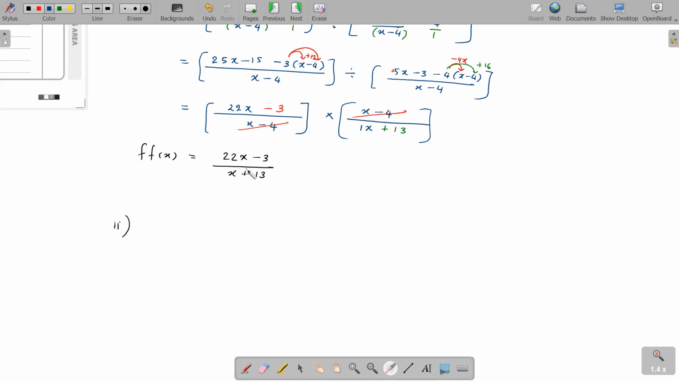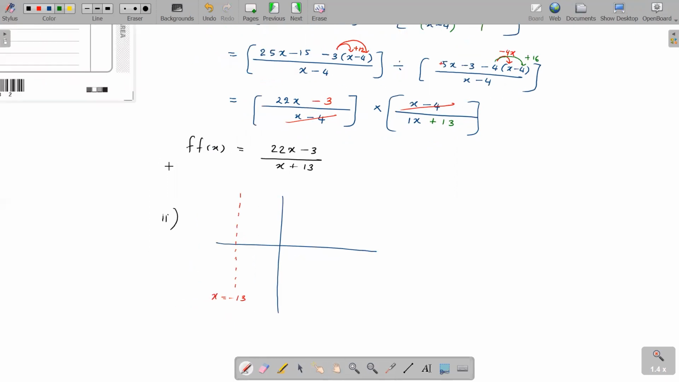When the denominator becomes 0, that gives you one asymptote. So what is one asymptote here? X plus 13 in the denominator, what makes it 0? X equals minus 13 makes the denominator 0, which means x equals minus 13 is one asymptote. Okay, x equals minus 13 is one asymptote.